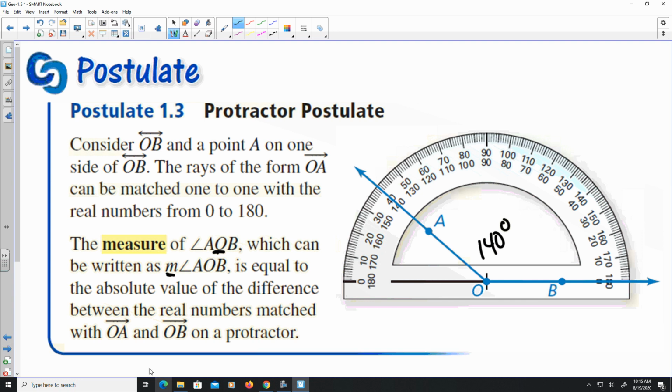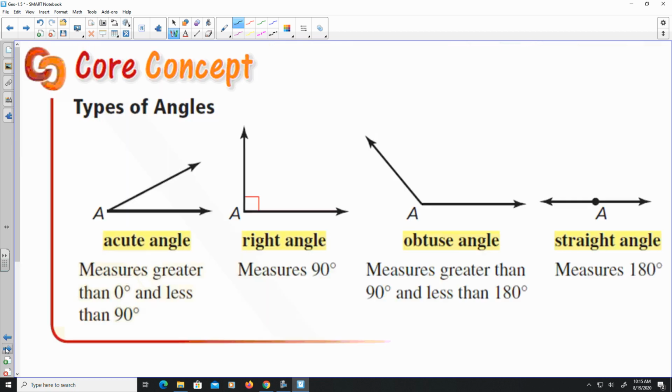So with that, we have some classifications. Anytime you are asked to classify an angle, here are the different types. You can have an acute angle. An acute angle is any angle measurement that is between 0 and 90 degrees.